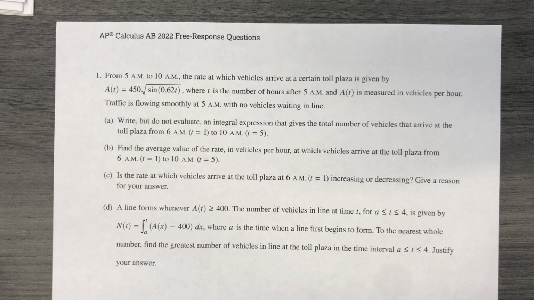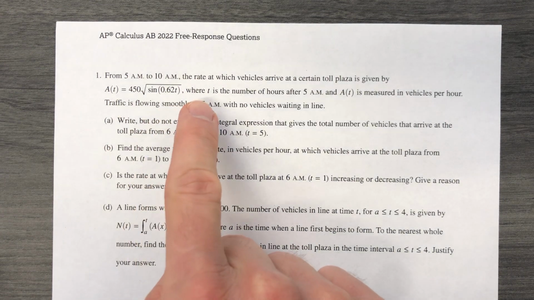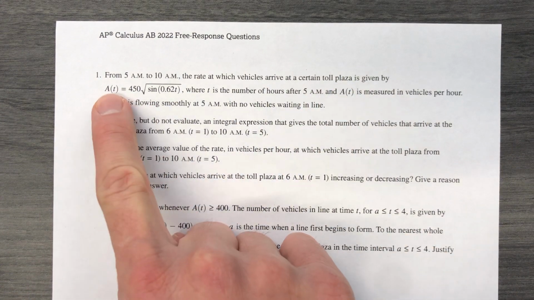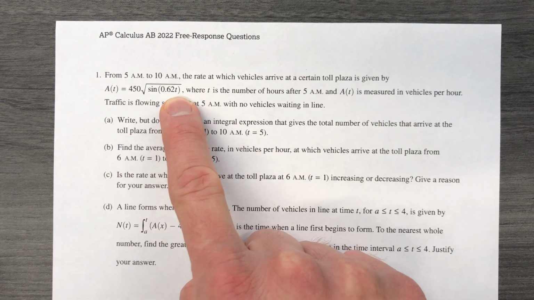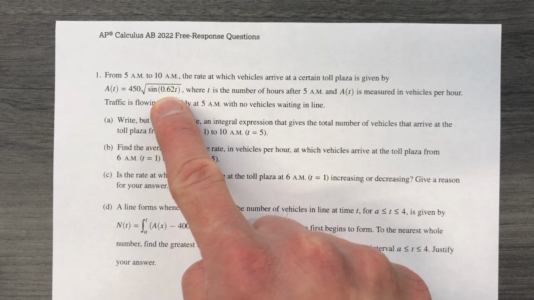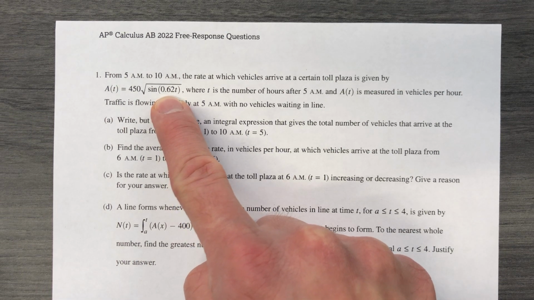2022 AB Calculus, number 1. This is calculator active. Good luck trying this one without a calculator. From 5 a.m. to 10 a.m., the rate at which vehicles arrive at a certain toll plaza. Pause. This is a rate, okay? Good to know. If you take the integral of a rate, you get a quantity. If you take the derivative of a rate, you get the rate at which the rate is changing. Good to know. All right.